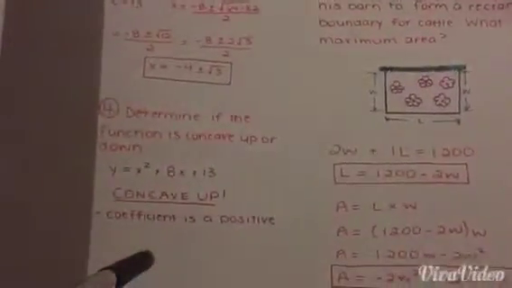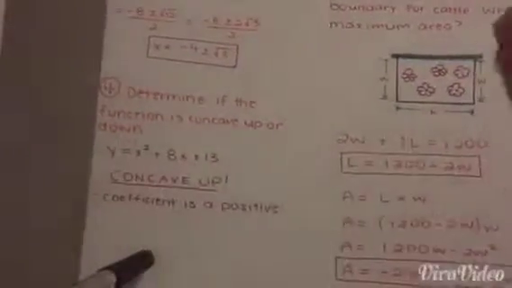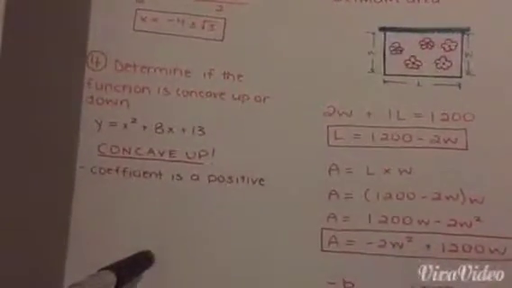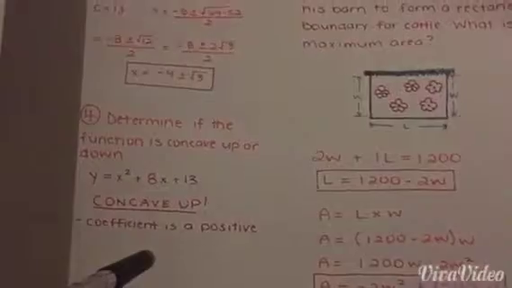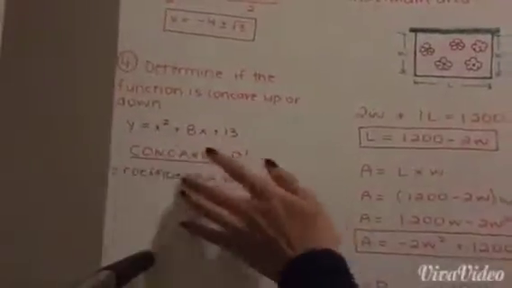Next thing I did was determine if the function is concave up or concave down. And since the coefficient a is positive, it will be concave up. I did say I was going to graph the equation, but I just went ahead and determined whether it was concave up or concave down.